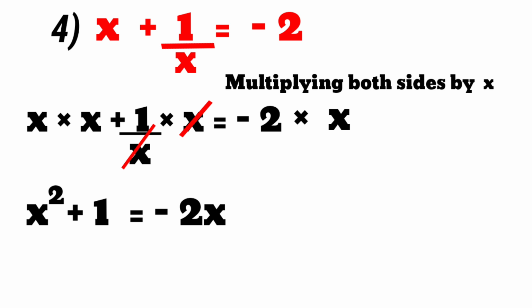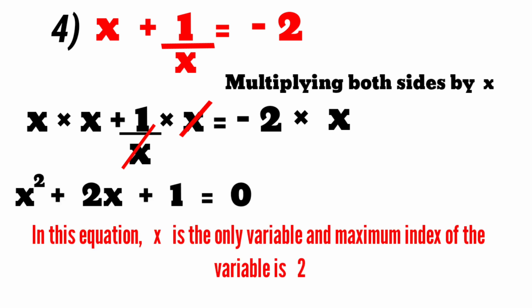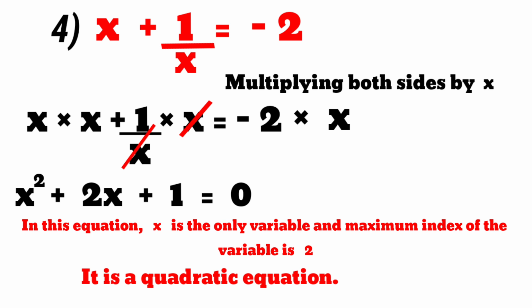X square plus 1 is equal to minus 2x. Minus 2x goes from right side to left side, change the sign. X square plus 2x plus 1 is equal to 0. In this equation, x is the only variable and maximum index of the variable is 2. It is a quadratic equation.